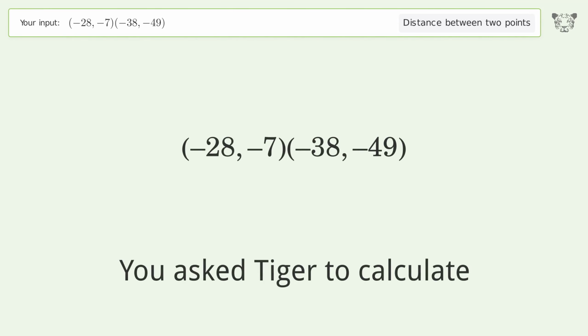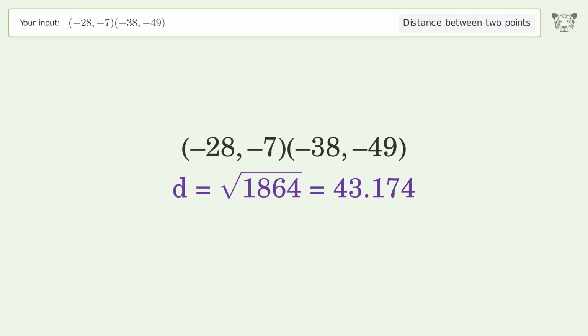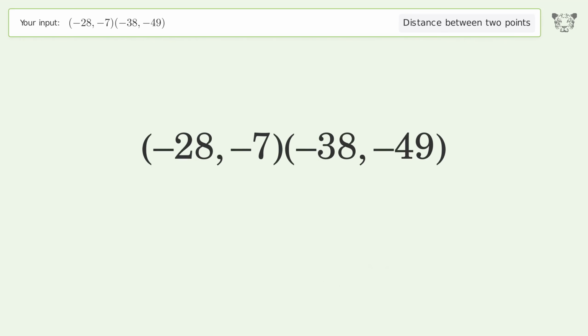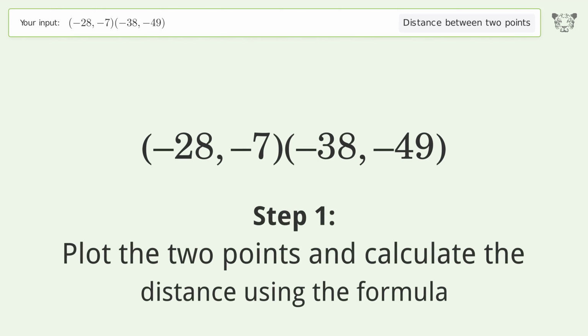You ask Tiger to calculate. This deals with the distance between 2 points. The distance between the 2 points is the square root of 1864, or 43.174. Let's solve it step by step. Plot the 2 points and calculate the distance using the formula.